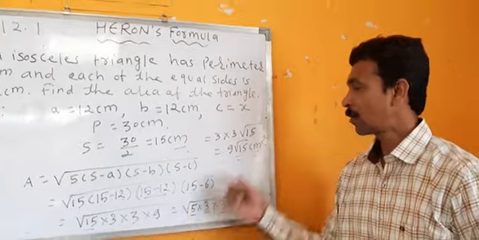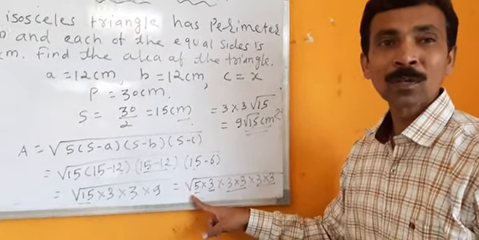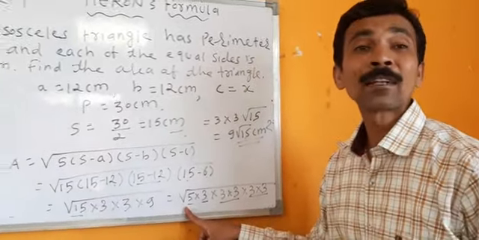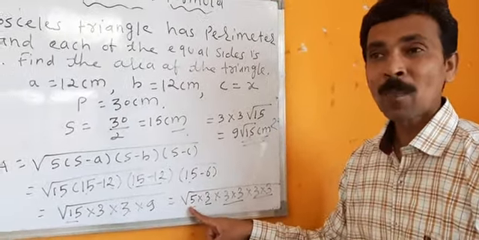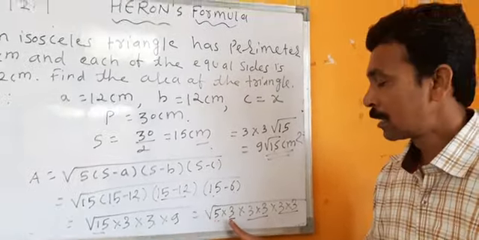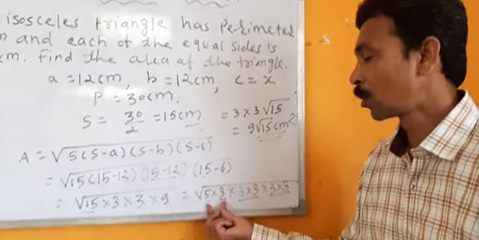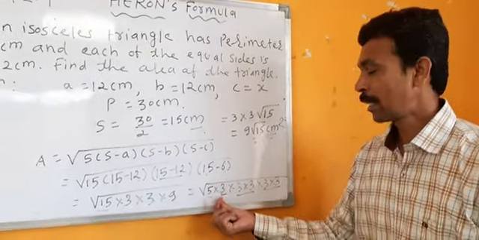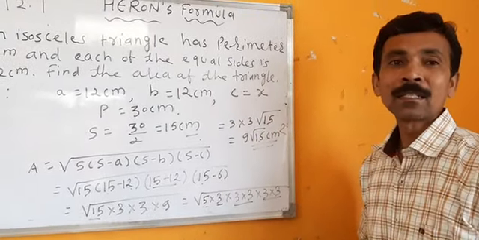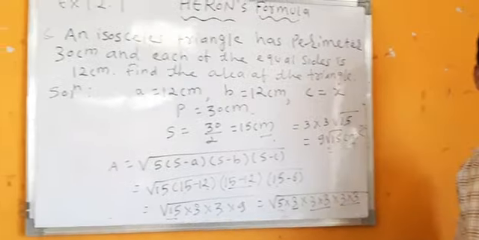Again I am telling you, why is this root 15 inside? Because if you want to find a square root, there should be two same numbers. Then only we can find the square root. This is 5, but there is no pair of 5. So this will remain in root. This is 3. There is no pair of 3. So it will also remain inside. Then what to do? Multiplication of this. That will become 9 root 15 centimeter square. So this is the answer of this sum.